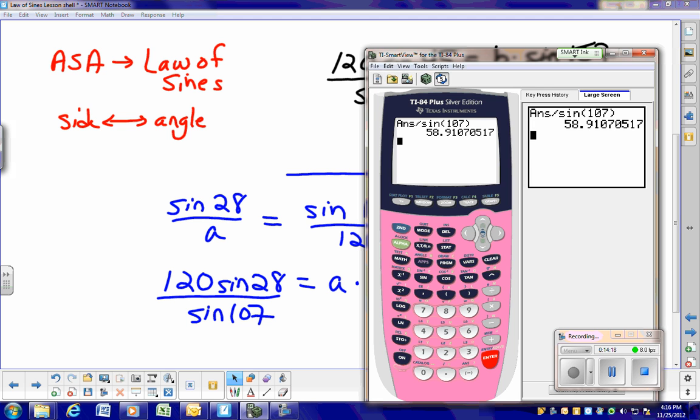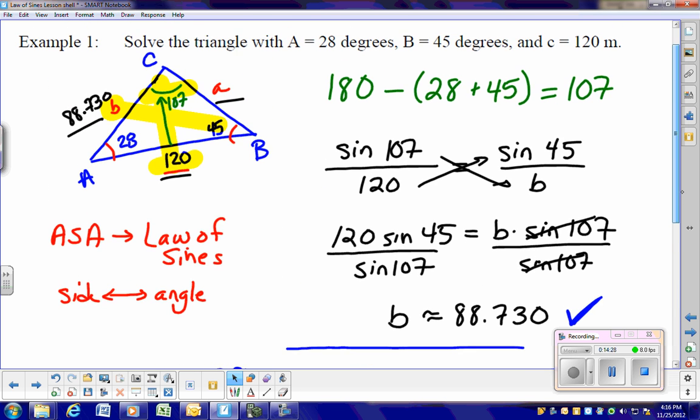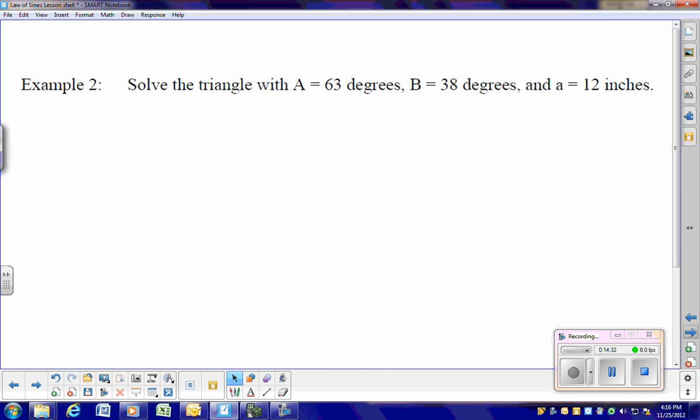Okay, so 58.9. We'll go with that. Very good. Okay, and we know that we've solved the triangle if we have found all the missing sides and angles, and we have. Okay, next example.